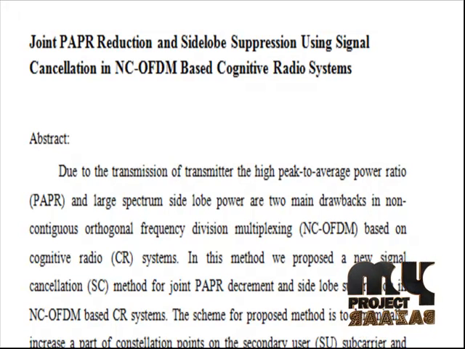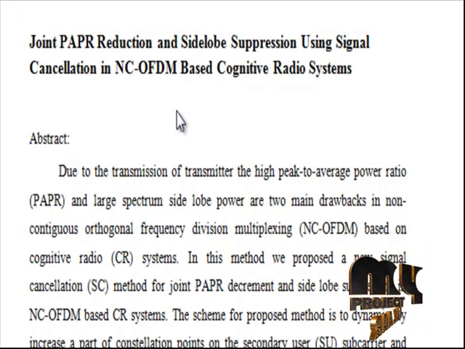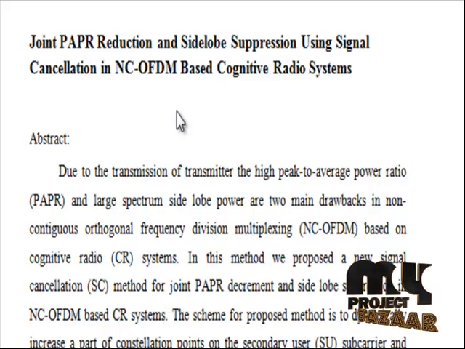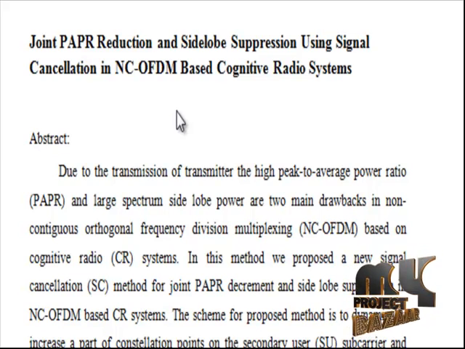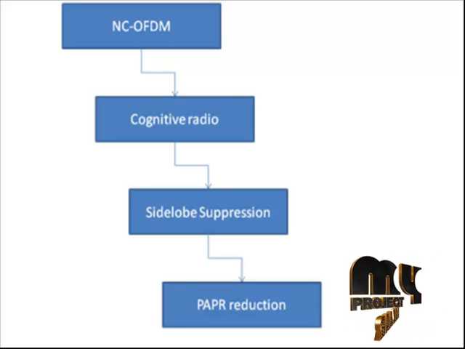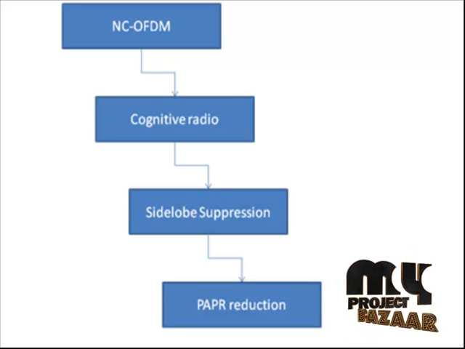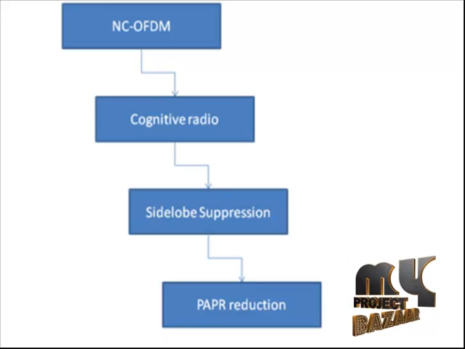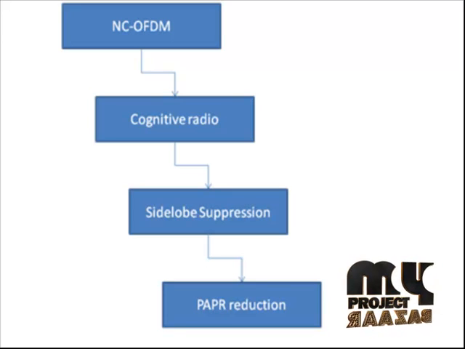The NC-OFDM based CR system has many advantages, but it also has disadvantages. Hence, it is highly desirable to suppress the spectrum sidelobe as much as possible in the NC-OFDM based CR system. We choose the popular modulation technique, orthogonal frequency division multiplexing, for the CR system. We generate a random input OFDM signal as the input signal in this model to reduce the joint PAPR and to suppress the sidelobe in the CR system.